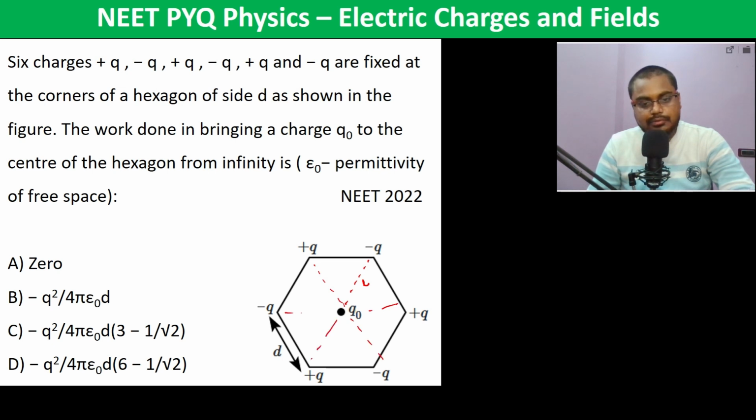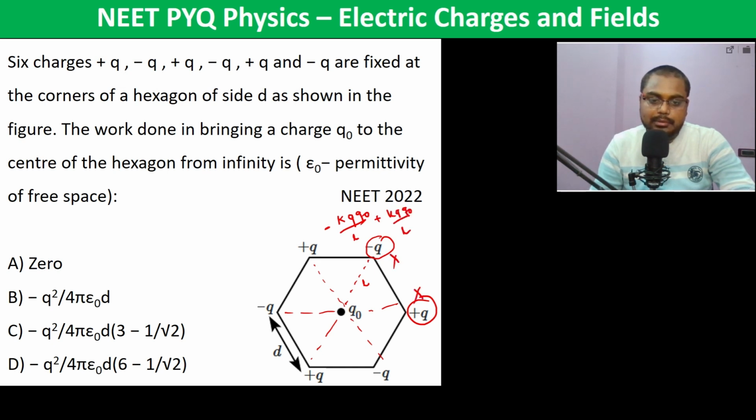we have to pair, so for this minus q there is plus q. So it becomes minus kq q naught by L, now plus kq q naught by L. This way you see both are going to cancel because it's equidistant from all. So the potential energy is going to be cancelled from all.